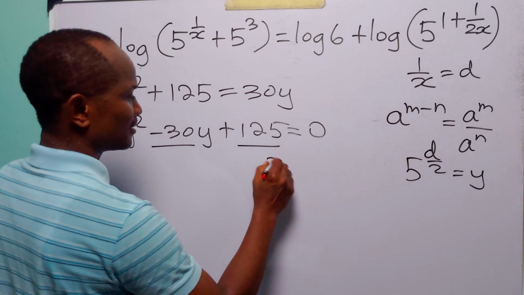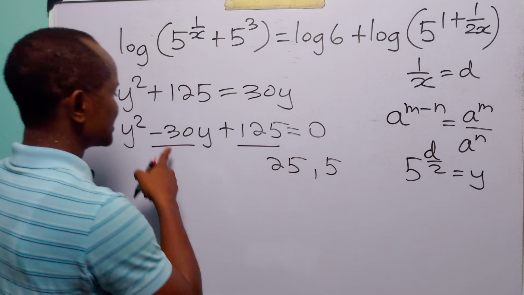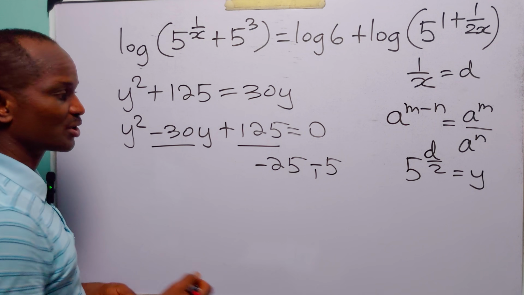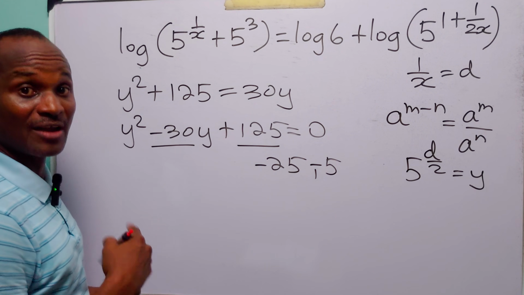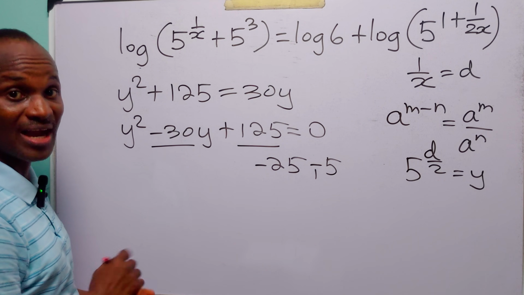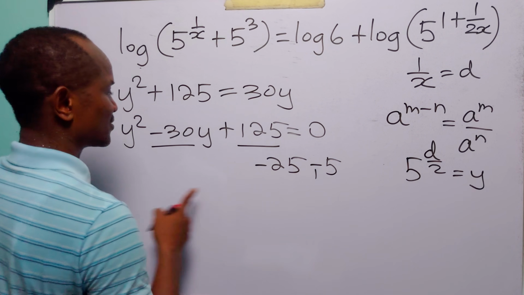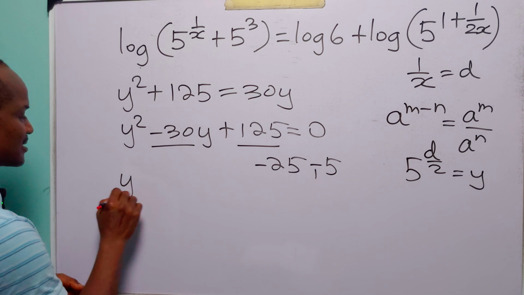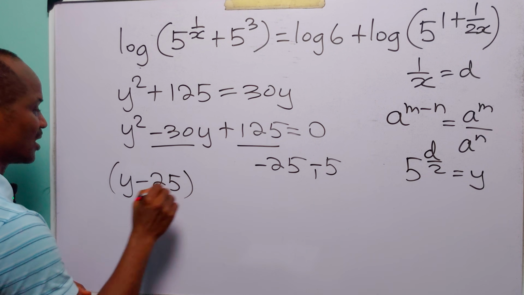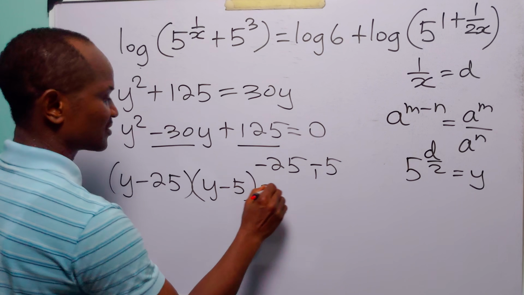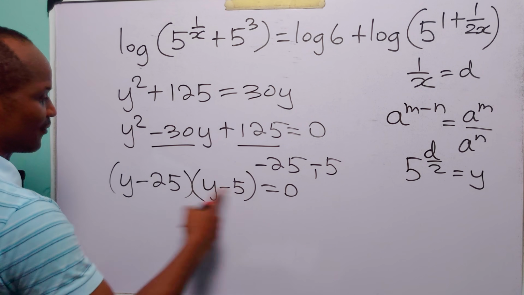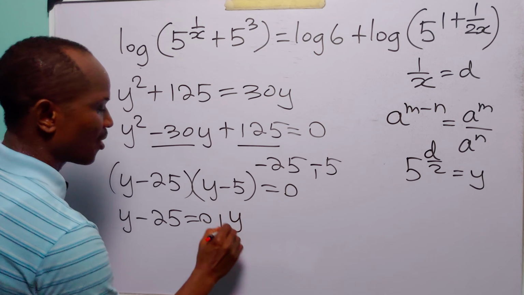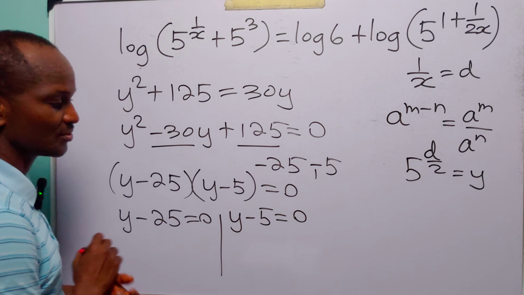And those are going to be, since this middle term is negative, minus 25 and minus 5. Because minus 25 times minus 5 is going to give us plus 125, while minus 25 minus 5 is going to give us minus 30. That means that we can factorize this as y minus 25 multiplied by y minus 5 is equal to 0. And of course, from here we have that either y minus 25 is equal to 0 or y minus 5 is equal to 0.